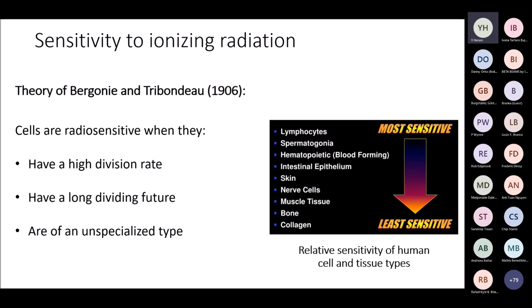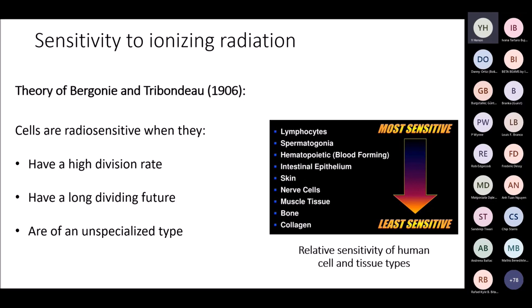So these gentlemen, Bergonié and Tribondeau, stated that cells are radiosensitive when they have a high division rate, for example, cells that are in the middle of mitosis when they are hit by radiation. When they have a long dividing future, meaning that these cells are designed to give birth to many new cells, and this is the case, for example, of spermatogonia. So these entities, namely the spermatozoa and the ovules in the body, are meant to divide many times to give birth to new beings. So this will be very sensitive to radiation.